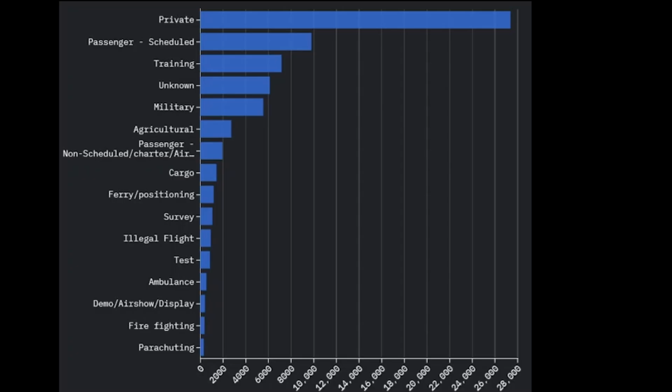Cargo, military, test flights, airshow demos, agricultural flights, ferry flights, each has its own pattern. Some operate in demanding environments, some involve high-risk tasks, and some fly under very different regulations entirely. And yes, illegal flights are a category, and the data behaves exactly how you expect.